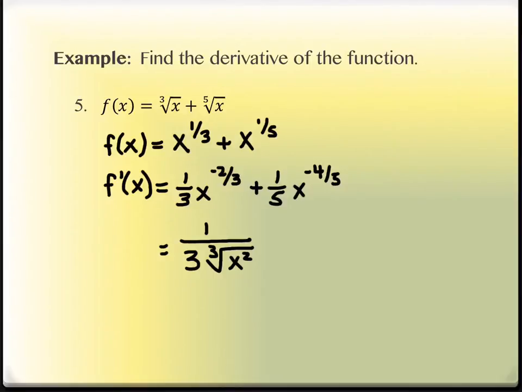Okay, we have one more little piece, and then I need to let you go. So this is a 1/5, so we've got 1 over the 5. How will I rewrite x to the negative 4/5? It's in the denominator, that takes care of the negative. 5th root of x to the 4th. Fantastic. And then we're done.